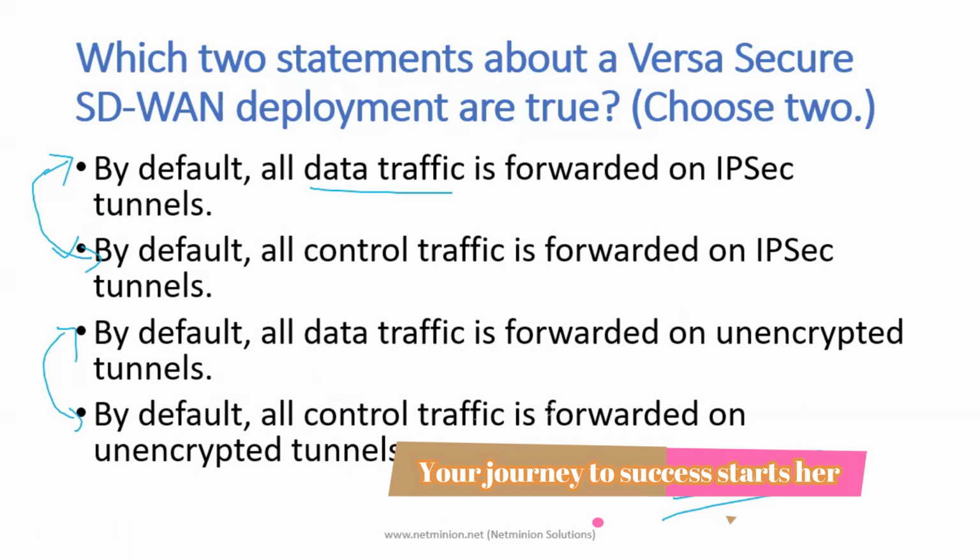All for the unencrypted. Sir, I would say 1 and 3, sir. Data traffic is forwarded unencrypted. Traffic will not flow through the unencrypted. Unencrypted. Yeah, control. So 1 and 4, sir.